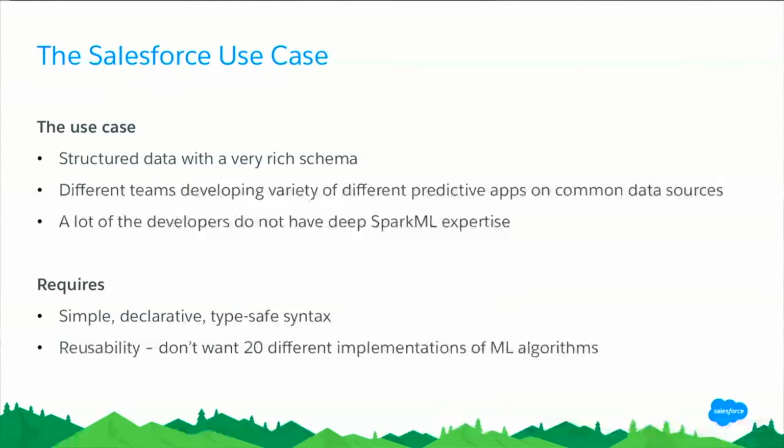In particular, in the Salesforce use case, we're dealing with lots of very structured data with a very rich schema. And we have many different teams. And so what this means is that we want to do lots of really rich feature engineering on top of this data. And at the same time, we want to do this feature engineering in a reusable way because we have many different teams that are all developing a variety of different predictive apps on top of these common data sources. And so we don't want to have 20 different teams developing 20 different implementations of TF-IDF, each of which are a little bit buggy. So we want a lot of reusability.